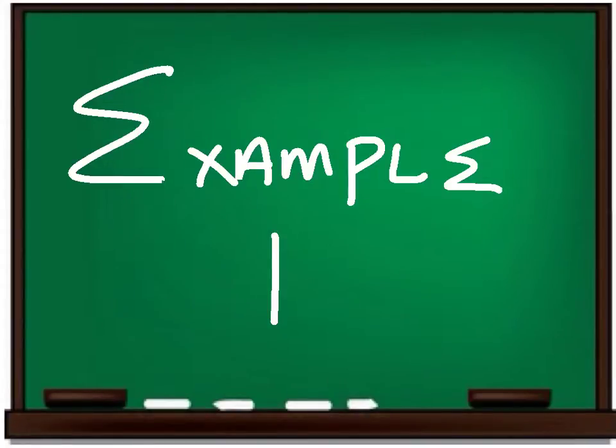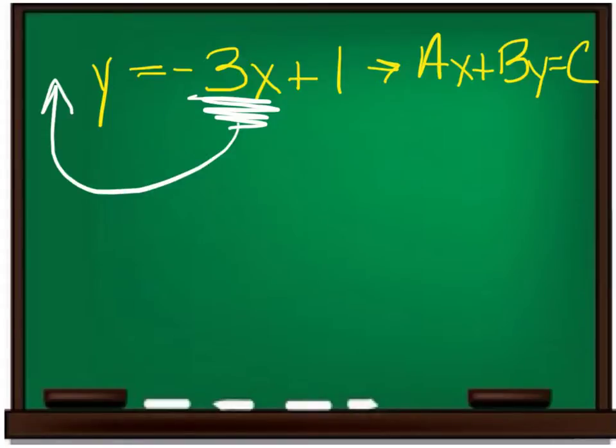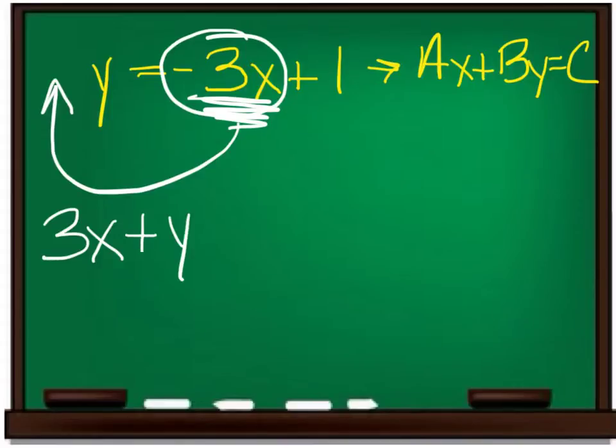Here's example 1. I have y equals negative 3x plus 1. I want to change that to ax plus by equals c. What I have to do first is to move this x term to the left, out in front of the y, and change the sign when I do it. It is negative 3x here, so on the left hand side it's positive 3x plus y equals 1. This goes from here over to the left.